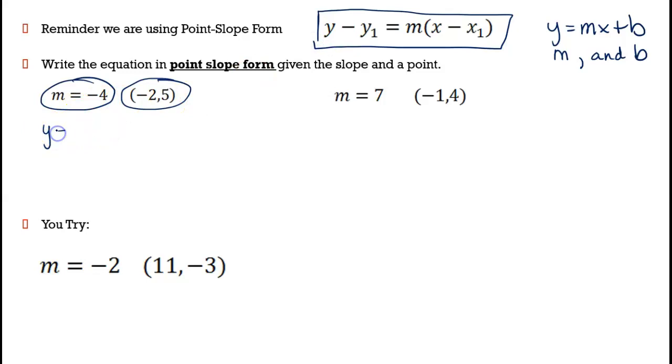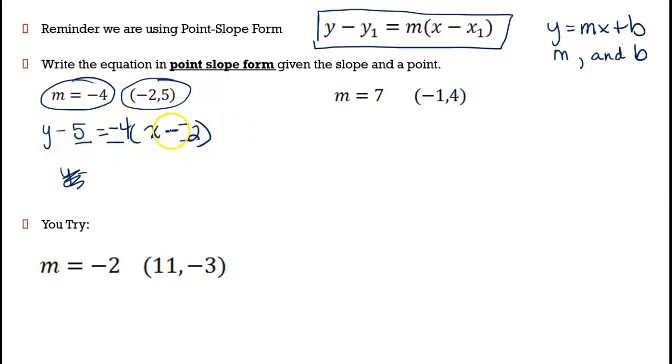All we're doing is the same thing every time, substituting into the blanks. So we're doing y minus 5 equals -4 times x minus, and then be careful, there's already a minus in the equation, and the 2 also becomes negative. So this becomes, we're just going to stop there because it says to write the equation in point slope form, and we're done.